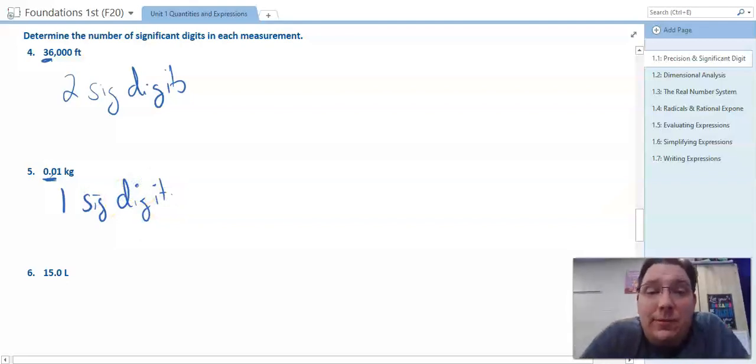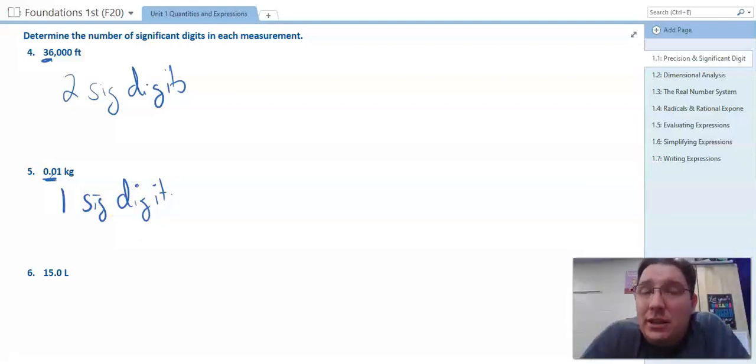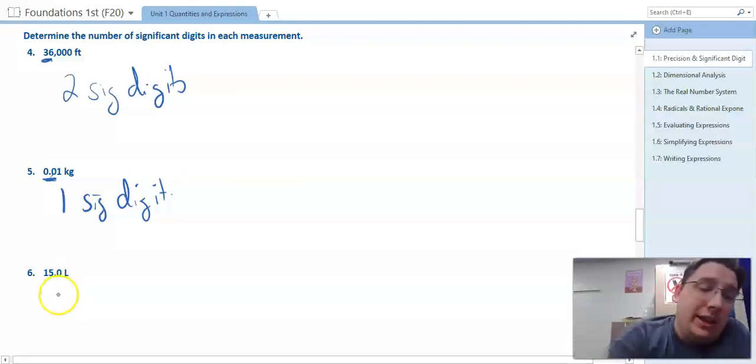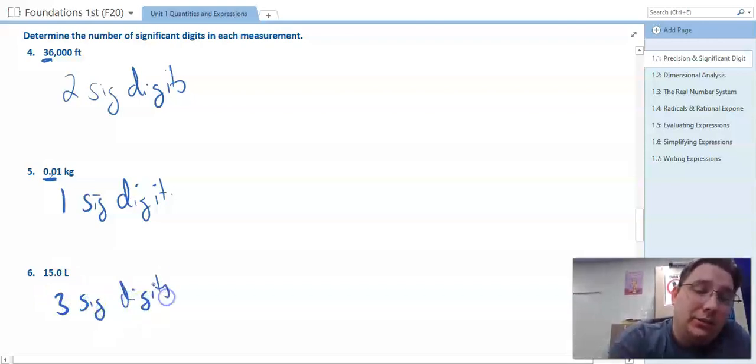Example 6, 15.0 liters. Is that 0 at the end significant or not? Well, it's to the right of the decimal. It's also to the right of something significant. So is that 0 significant? You betcha. And so this has 3 significant digits.